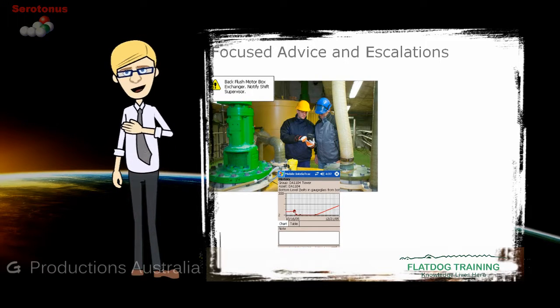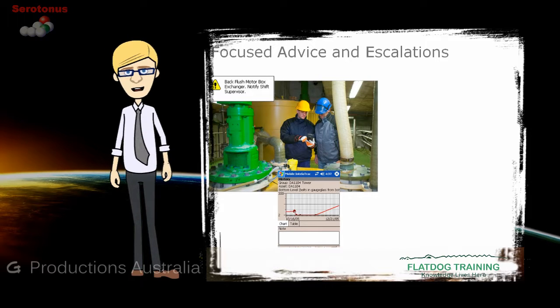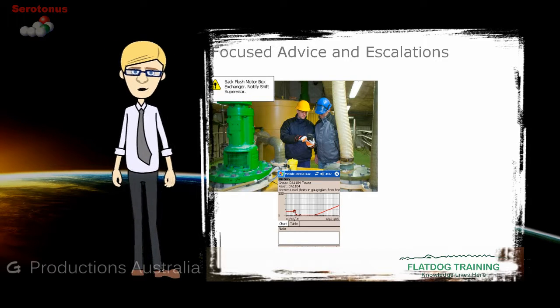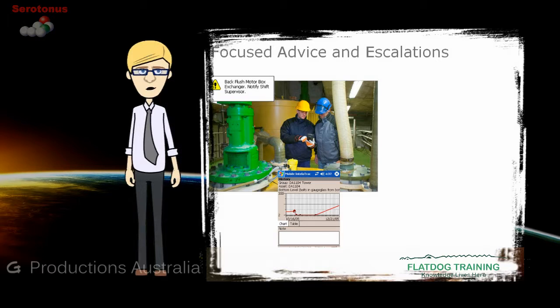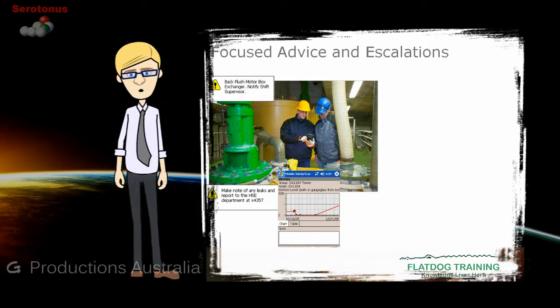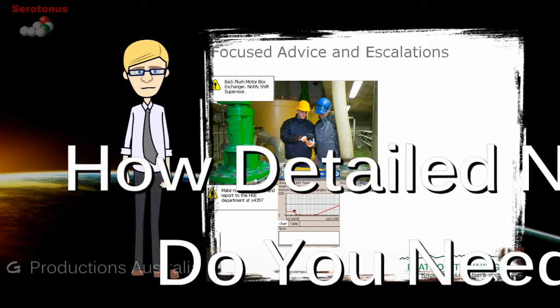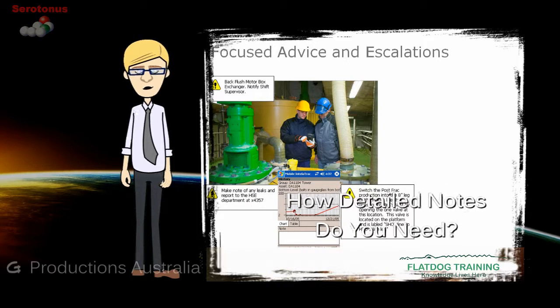In this case, you need to back flush the motor box exchanger and notify the shift supervisor that you need to do this. Or here, you make note of any leaks and report to the health and safety equipment department at this extension. How detailed notes do you need?